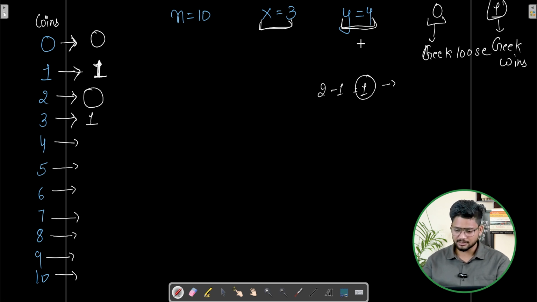If Geek takes the 4 coins, then he is also going to win because the 4 coins are the last coins. Now we have 5 coins. Okay, please understand it this way. Now you will understand what the approach is.